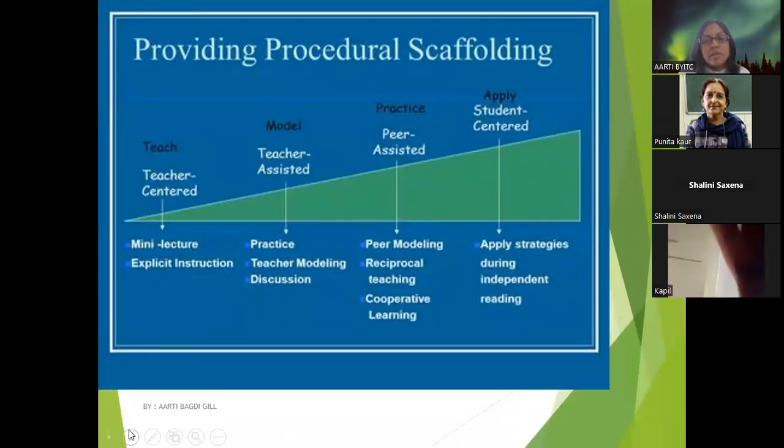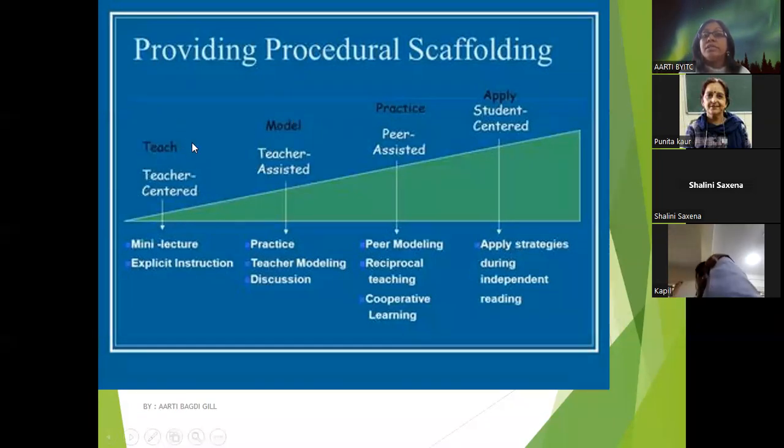Now this is a little critical. Let's put some light on it. Providing procedural scaffolding. If I'm saying procedural, it means it is following a process. One procedure is there, and according to this procedure, I am slowly and gradually reaching the objective. Very simple. So here, a teacher-centered mini lecture. Yes, I need to give a little bit of instruction in the beginning. Then assistance. Definitely, I'm acting as a model. I told you in my previous slide, teacher is a model, teacher is a guide.